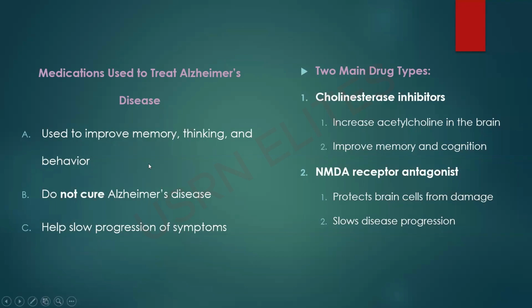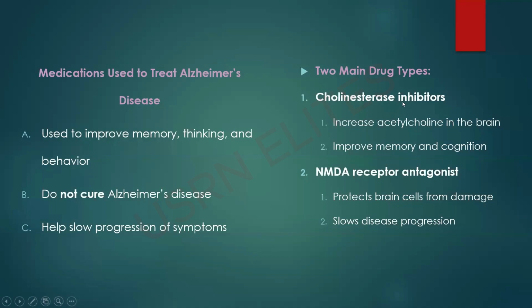Okay, at the end of the day, the medication will help improve memory, thinking, and behavior. All right. It will not cure you from Alzheimer's disease, like we said before, but it will help to slow the progression of the symptoms. Okay. And these are the two main drugs that are used to treat Alzheimer's disease.